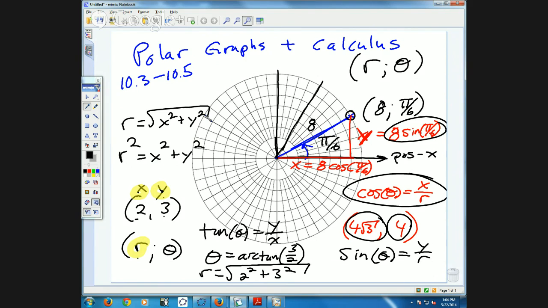All right. So I want to remind you we need to be working in radians in calculus. So make sure your calculator's in radian mode.